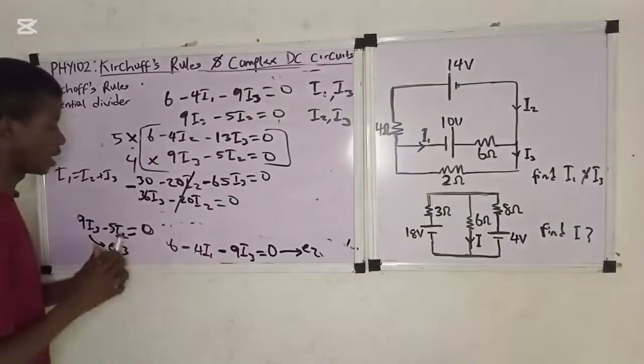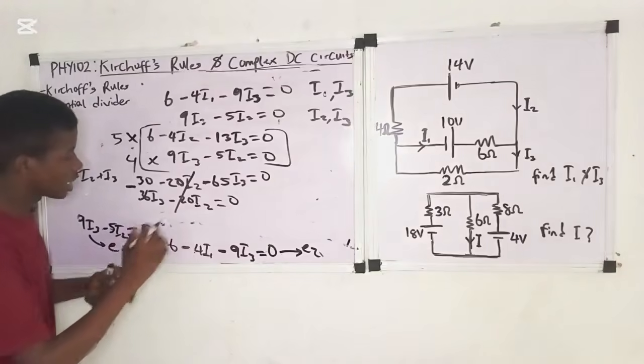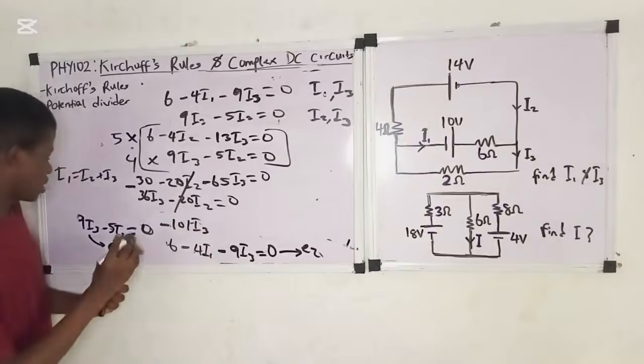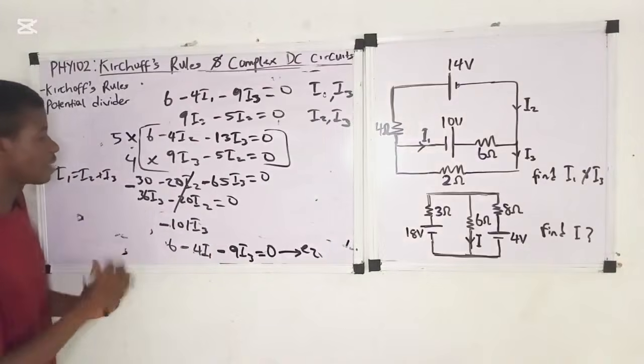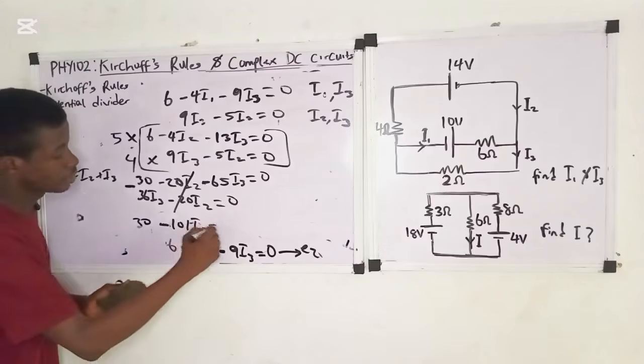It gives us minus 101I3, right? Yes. Okay. Don't forget about this 30, right? So 30 will just be here, then equals to what? Equals to 0.